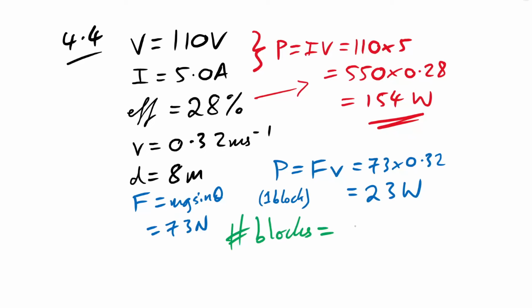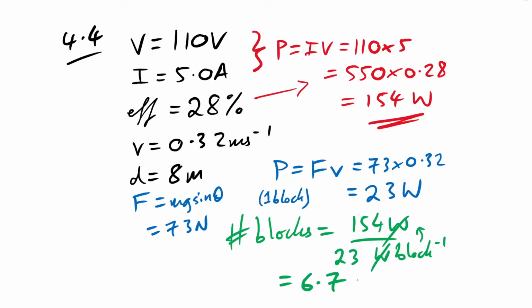So we can say total number of blocks we can pull up is going to be equal to the total power available divided by the power per block that's needed. I'm making my own units up here, so we end up with the number of blocks on top. And that gives us 6.7 blocks. And so, of course, we can't have that 7th block, so the maximum is just going to be 6 blocks.